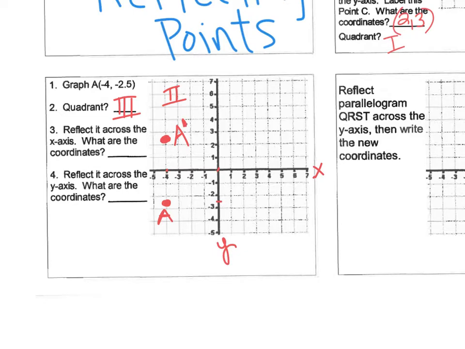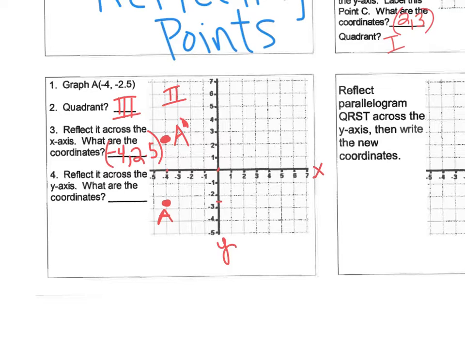Kind of looks like an apostrophe, but it just tells us that we've taken one point and we've moved it, or we've done something to that point. Okay, so this is A after the reflection. So you just put that little apostrophe there. It's read A prime. And the coordinates are going to be -4, 2.5.